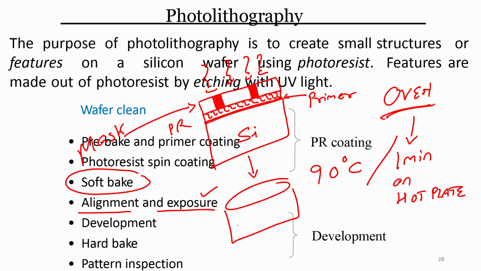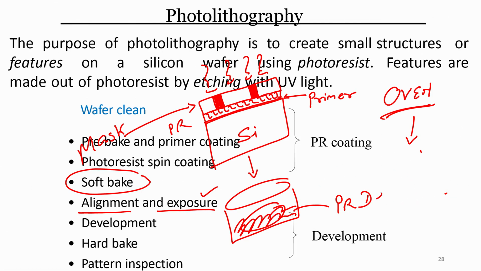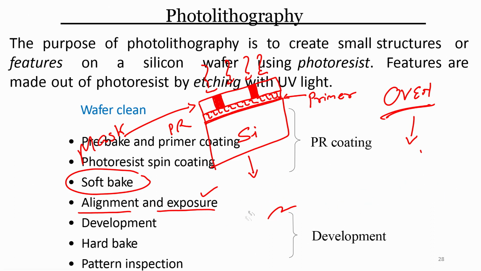in a beaker which contains photoresist developer. After developing photoresist, you have to take out the wafer and perform hard baking. Hard baking in a conventional way for conventional photoresist, that is positive negative photoresist, is performed at 120 degree centigrade, 1 minute on hot plate.